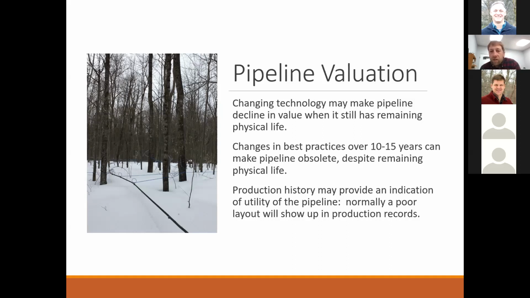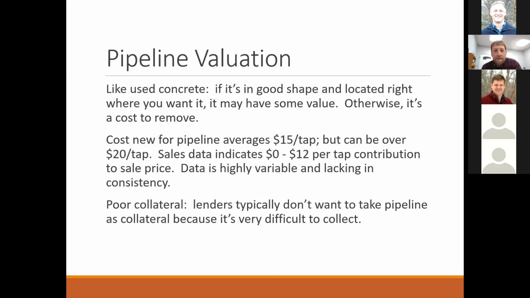The production history may provide an indication of utility of the pipeline. Generally, poor layout will show up in the production records. It's really hard to get a half gallon of syrup out of poorly laid out pipeline. So I tell people maple pipeline as collateral, it's like used concrete. If it's in good shape and it's located right where you want it, it might have some value. Otherwise, it's just a cost to remove.